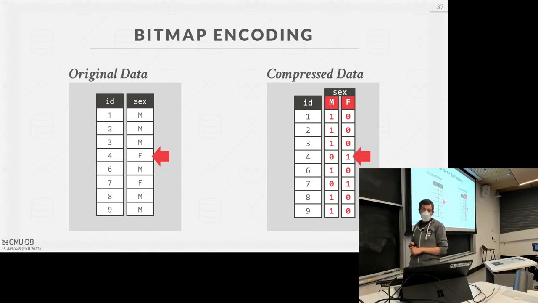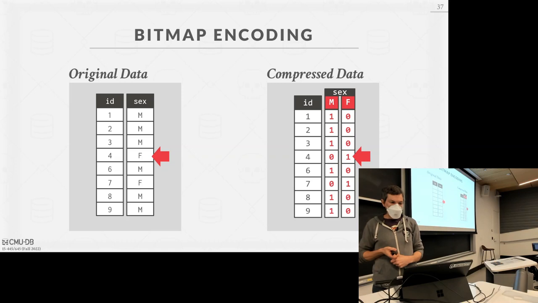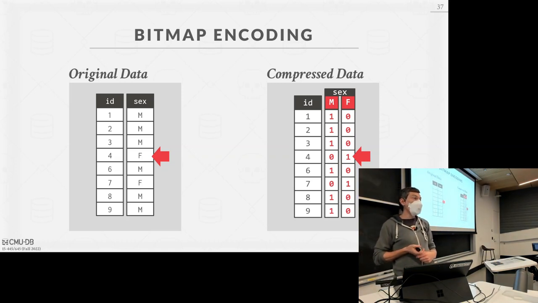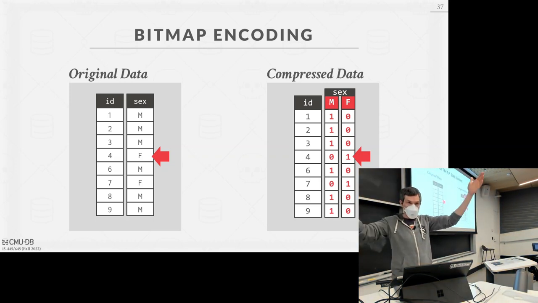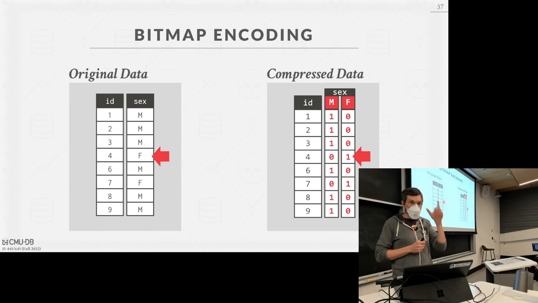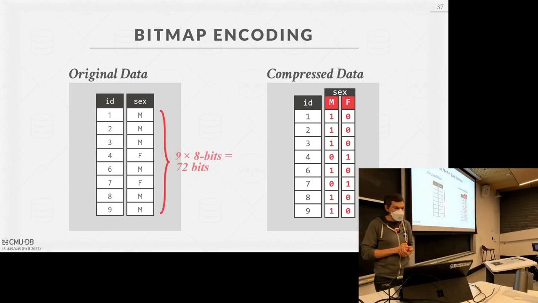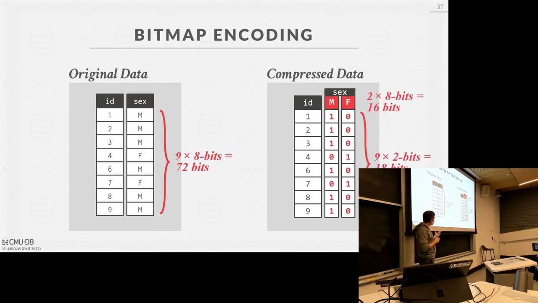Yes? Does it just map one possible value to a bit pattern? It's mapping one possible value to a bitmap, a vector of bits. And one means that at a given offset, the value is whatever the bitmap represents. So in my example here, again, 72 bits to store the original column, but I can get it down to 16 bits plus 18 bits. It was 34 bits in the compressed version as a bitmap.